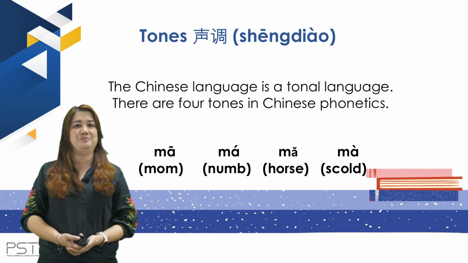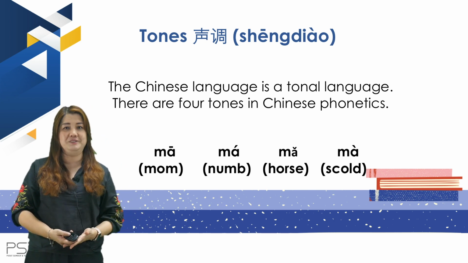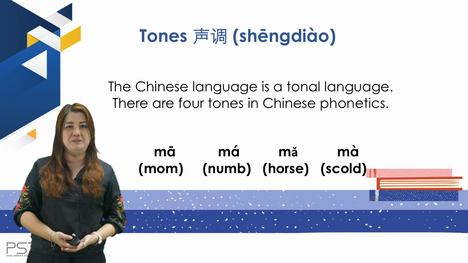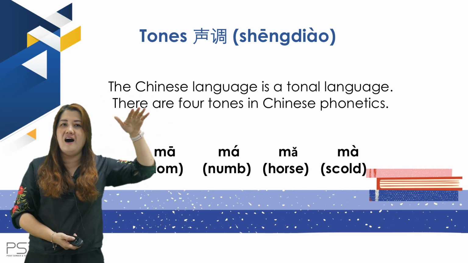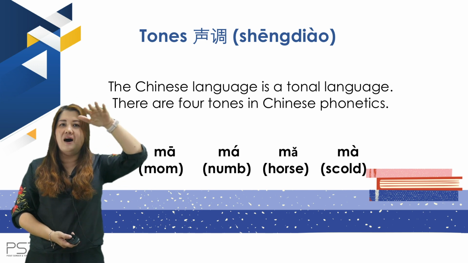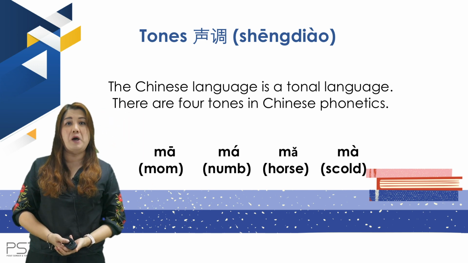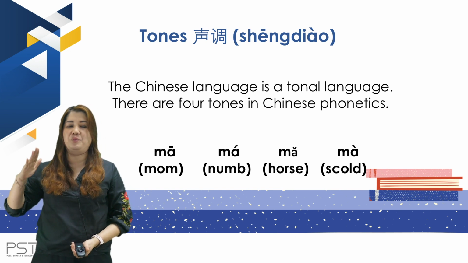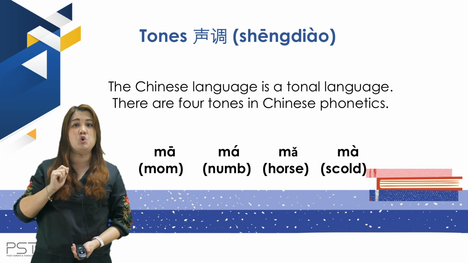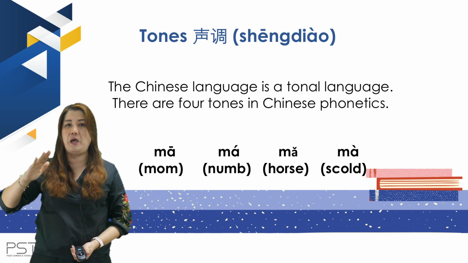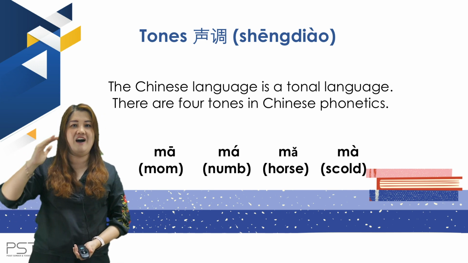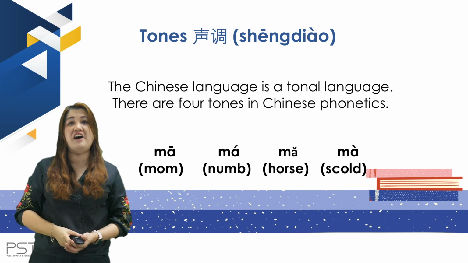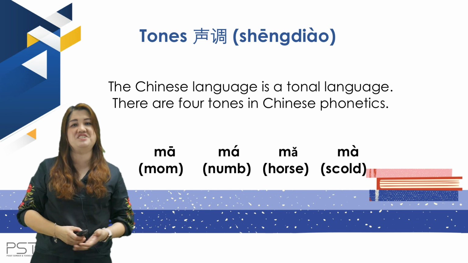For example, first tone. When you pronounce the first tone, you have to pronounce it high and level. For example, ma, ma, which means mum. Let's try the second tone, going up. The tone is a rising tone. Ma, ma, which means numb.